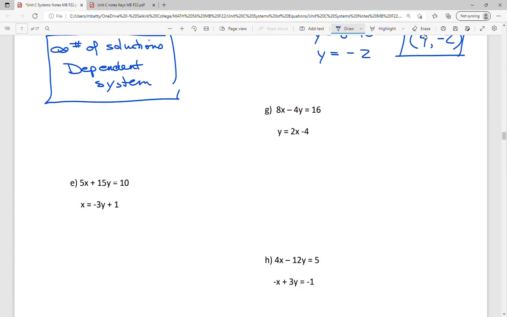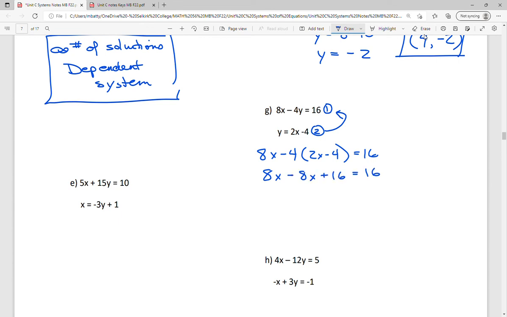All right, hopefully I won't make as many mistakes on the last 3 here. I'm going to do G just because it's kind of hanging out here next. I've got my 2 equations. I'm going to substitute in the 2x minus 4 for the y. I'm going to do distributive property correctly in this line, hopefully. Negative 8x and plus 16 equaling 16.